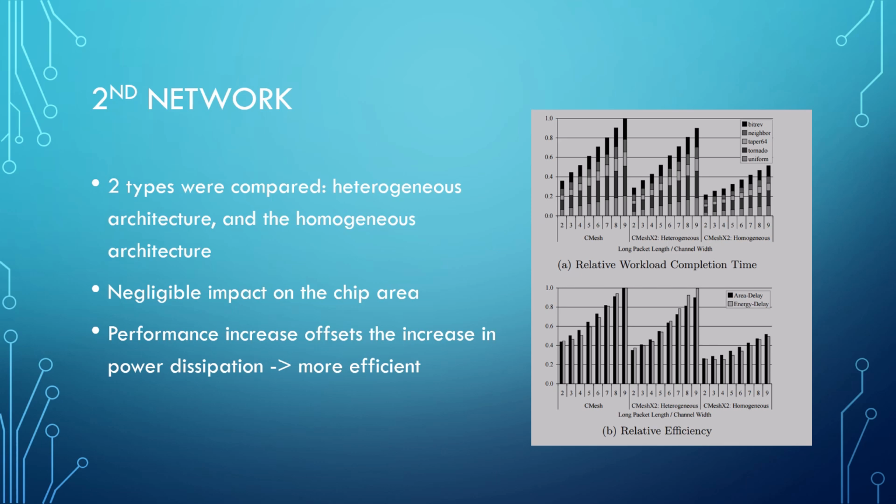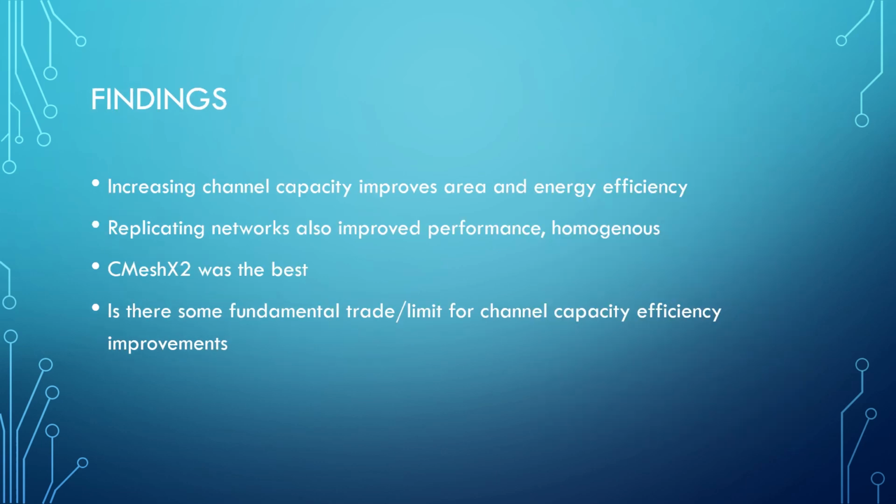Now we're going to look at the findings of the paper. In general, CMesh with two networks proved to be the best. Increasing channel capacity improved area and energy efficiency, and replicating networks also improved performance, especially using homogeneous. And Anthony, do you want to explain the last point here?